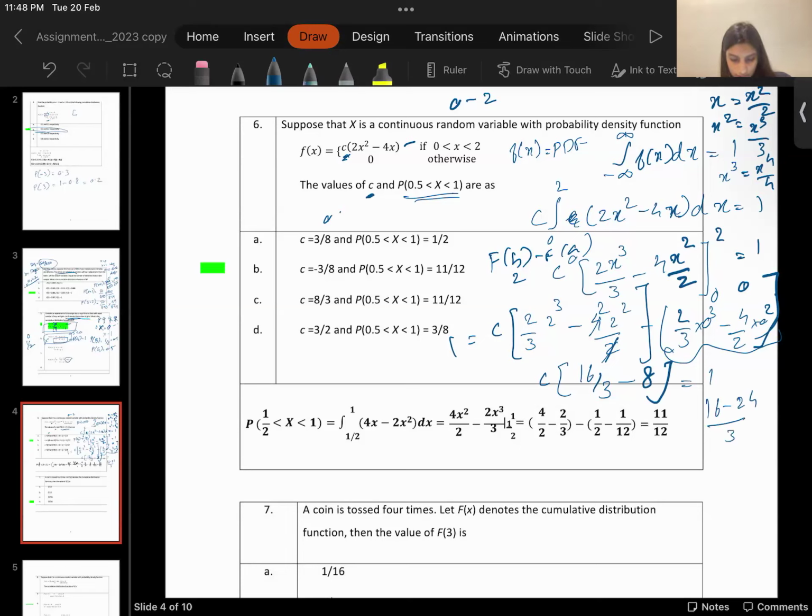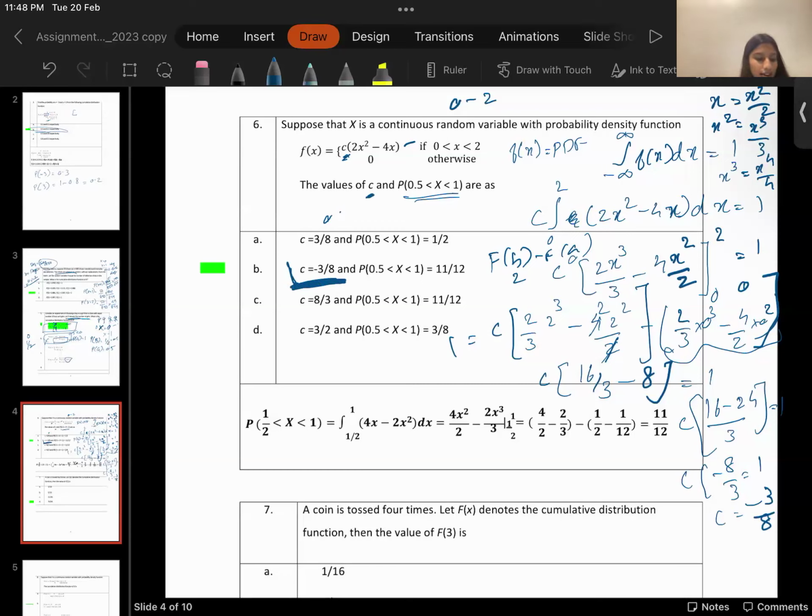So c into this is equal to 1. And now solving this, you get minus 8 by 3 is equal to 1. So c is equal to, you just move this side, c1 is equal to minus 3 by 8. So yeah, we solved these. So this is your correct answer. We have solved c now.